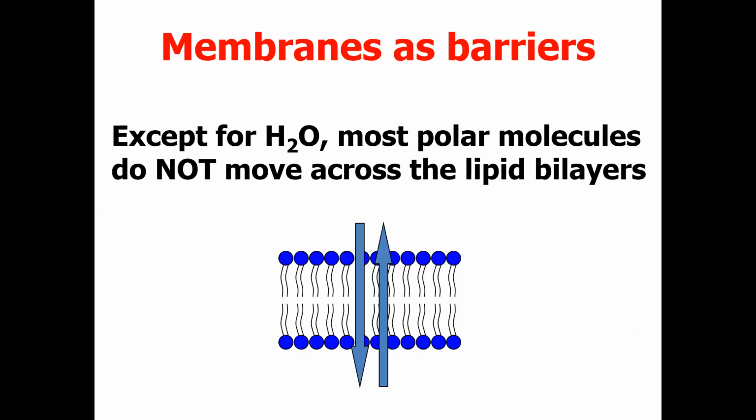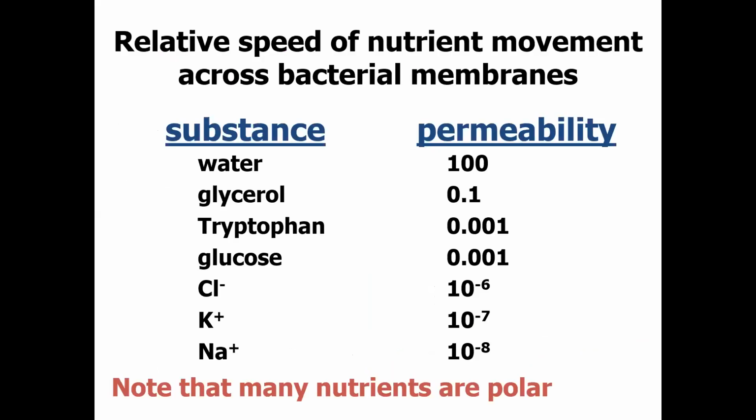Basically the membrane acts as a barrier because it allows the transfer of nutrient molecules except water molecules. Now the basic permeability of the various substances which are essential for microbial cells: water has 100% permeability, then glycerol, tryptophan and glucose have different types of permeability. If the molecule is charged, for example chloride, potassium, sodium, then as the molecular charge increases, the permeability decreases.